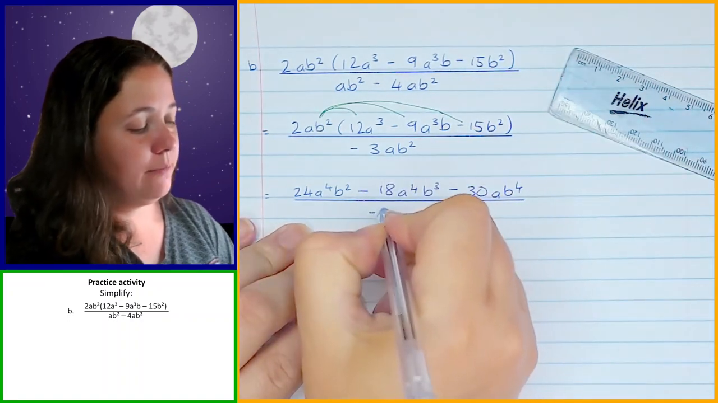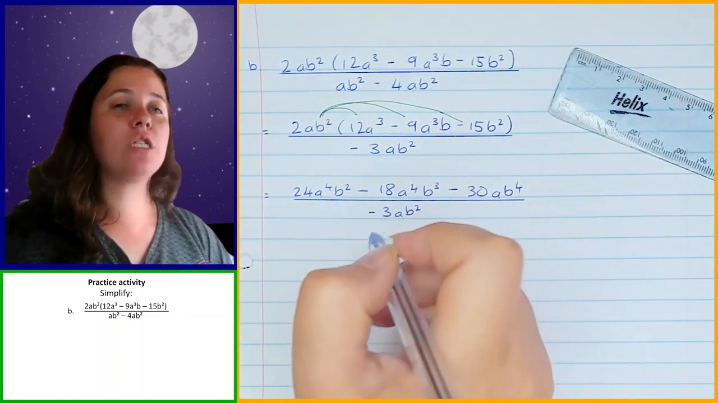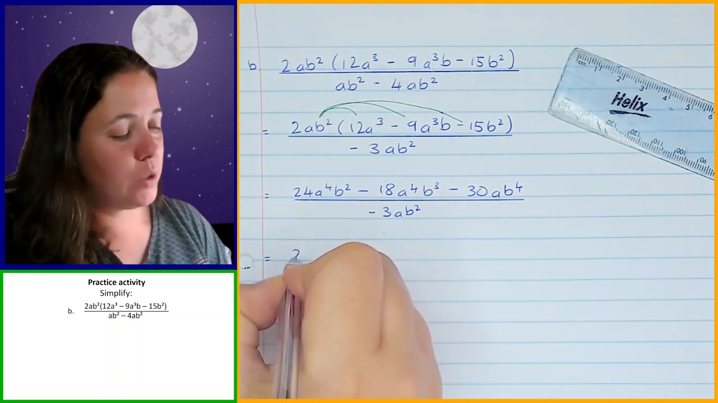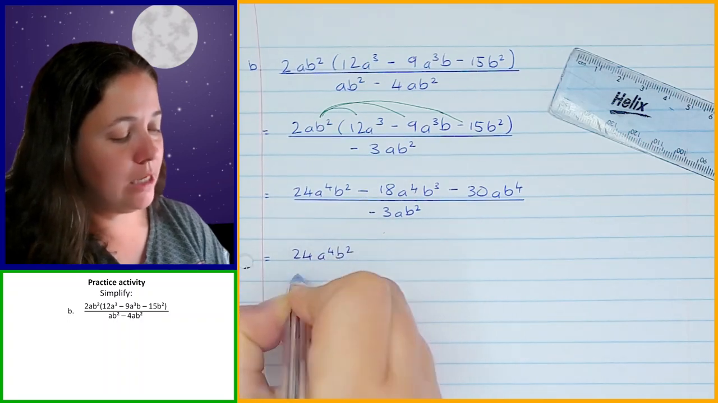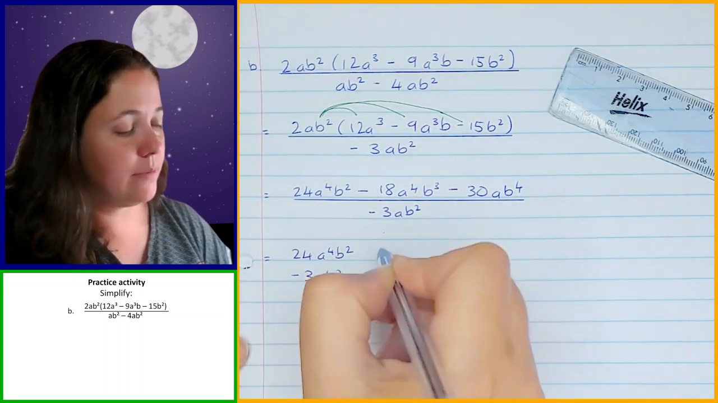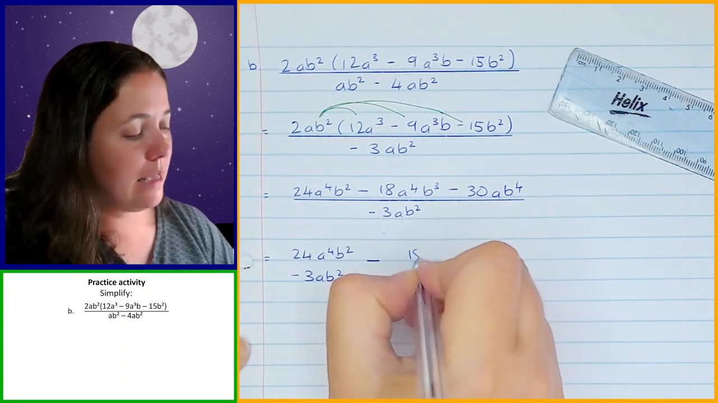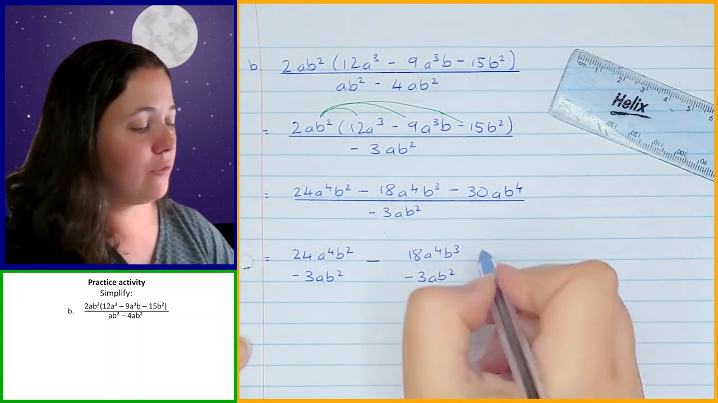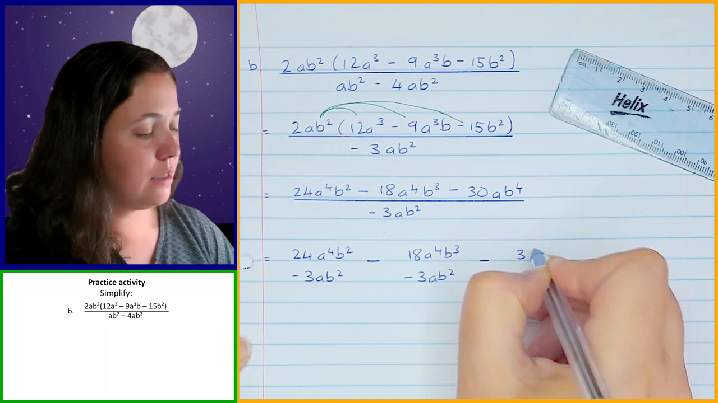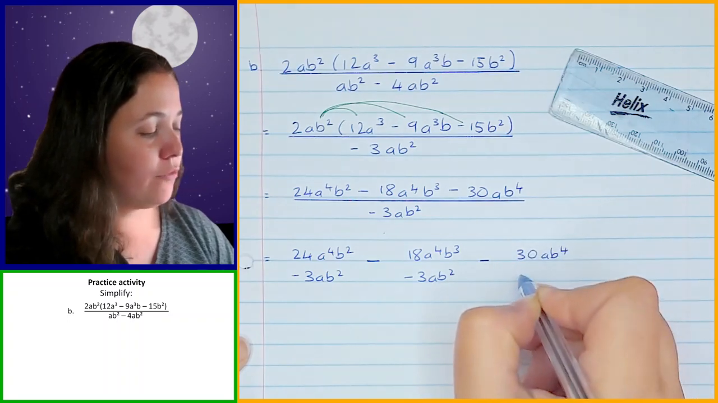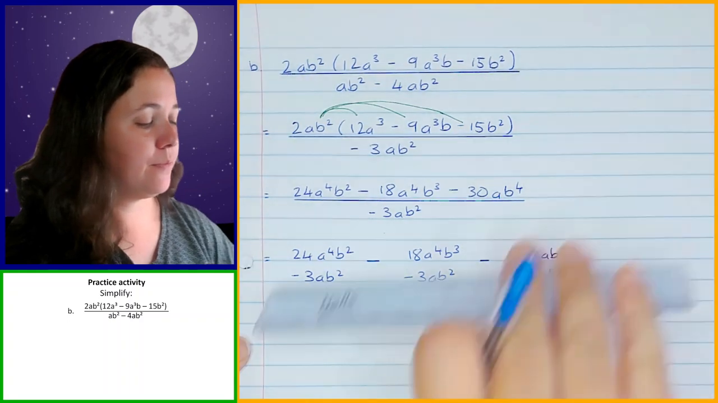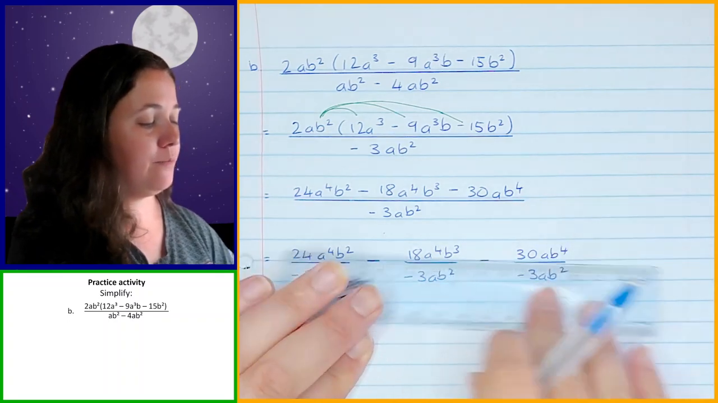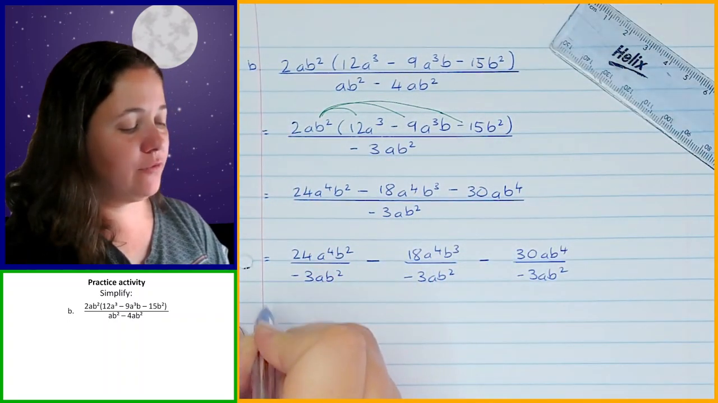of negative 3ab squared. Once I've got to this point, I'm then going to split my fraction up, and I'm going to have this 24a to the power of 4b squared over negative 3ab squared. Then I've got minus 18a to the power of 4b cubed over negative 3ab squared, and then I've got another minus 30ab to the power of 4 over negative 3ab squared. Okay, so I've got three separate fractions now, all with the same denominator that I started with. And now I can go and simplify each of those fractions individually.